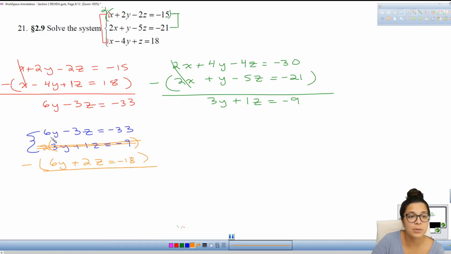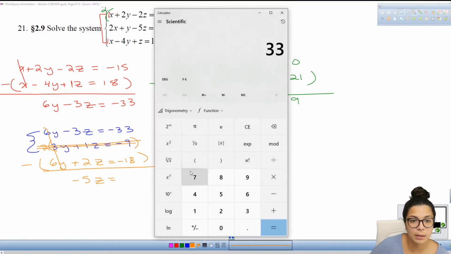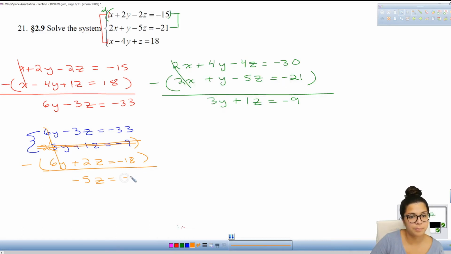Remember to distribute the negative. So 6 minus 6 would be nothing. Negative 3 minus 2 would be negative 5z. And negative 13 minus negative 18 would be negative 13 plus 18, which is 18 minus 13, so that would be 5... that would be negative 15. And then divide by negative 5 on both sides, we get z equals 3. Okay. So we're a third of the way there.